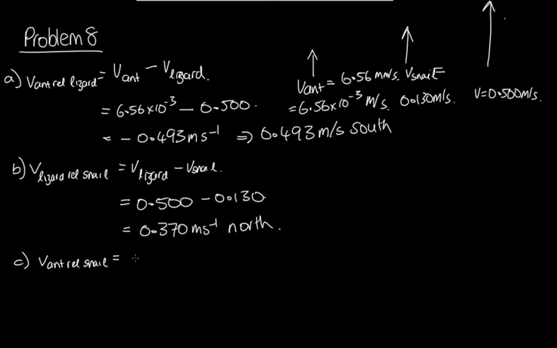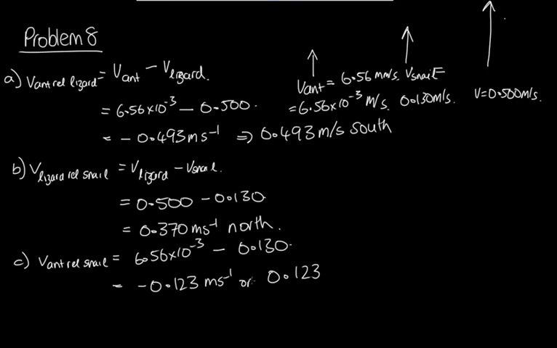So we've got the velocity of the ant is 6.56 times 10 to the minus 3 minus 0.130. And solving that, we get minus 0.123 meters per second, which we can say is 0.123 meters per second south.